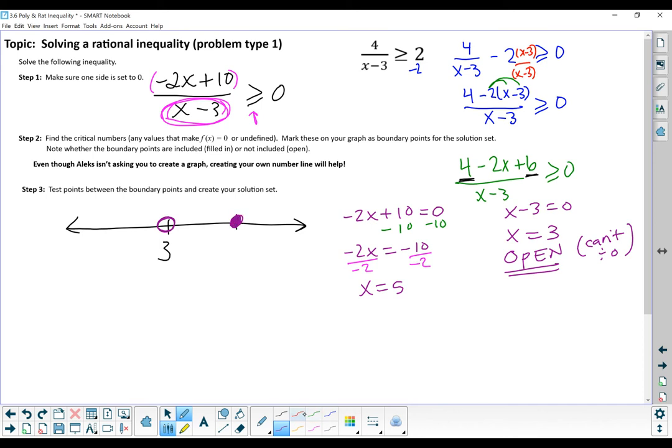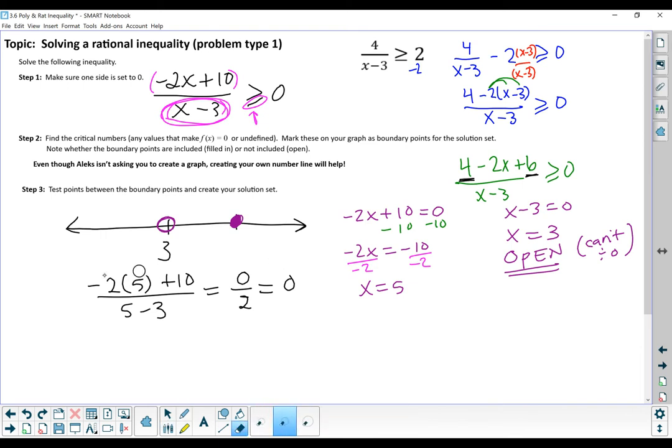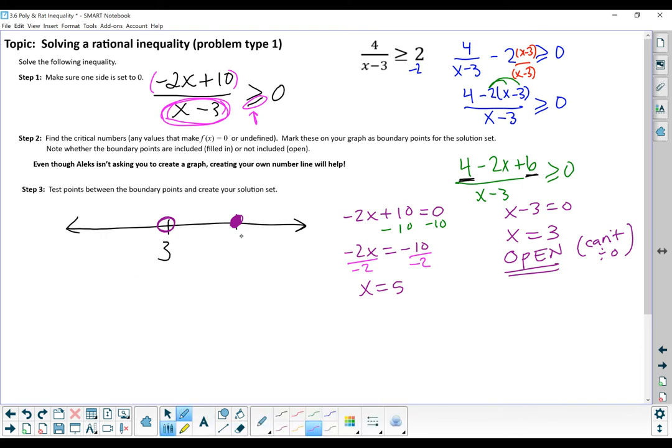And the reason that one is filled in is because if we think about subbing a 5 into that equation, it is exactly equal to 0. So the reason that one is filled in is because we have that equal part. It's greater than or equal to 0, and 5 causes the function to be equal to 0. Okay, so I never labeled my 5.